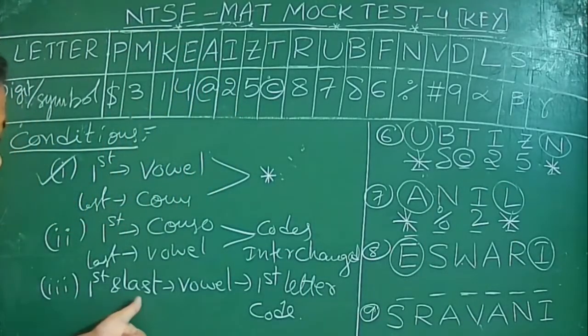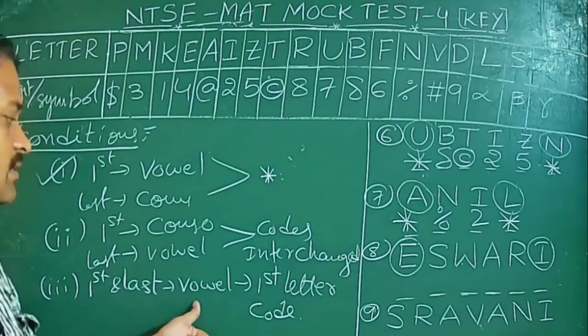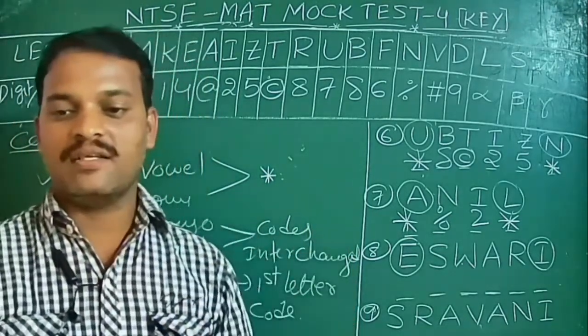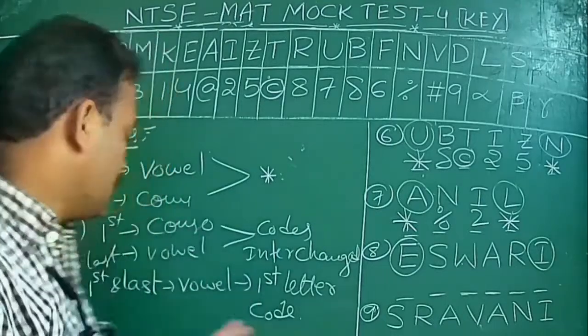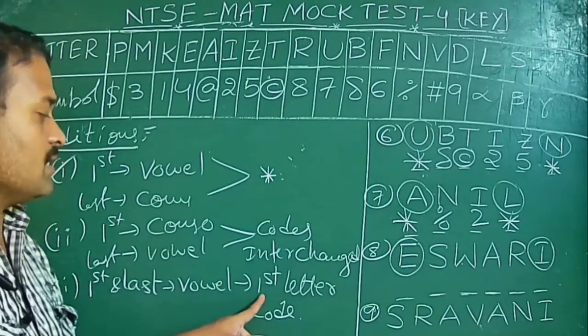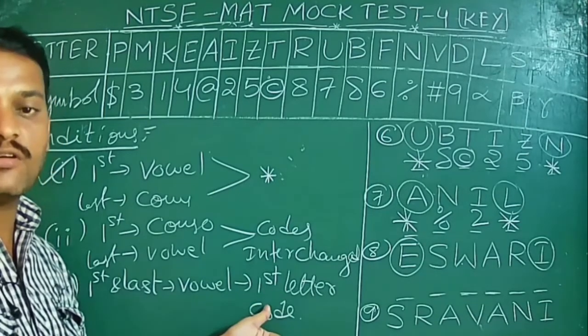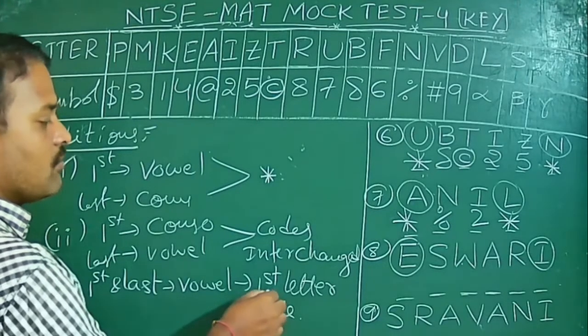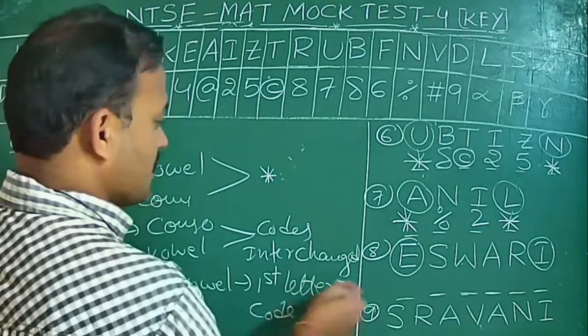So first and last letters are vowels. So then you have to go for the third condition. In the third condition, when the first letter and last letter are vowels, only the first letter code must be used. But what is the first letter code?